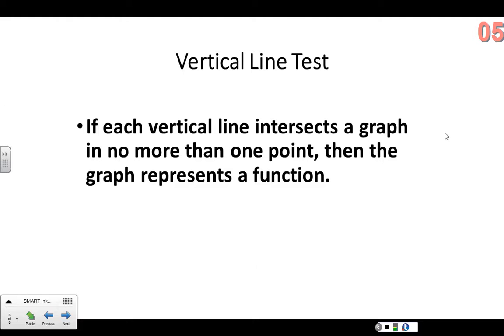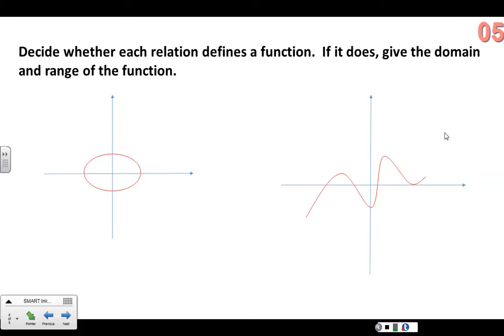One way you can tell whether a graphed relation is a function or not is if it passes the vertical line test. The vertical line test says if each vertical line intersects a graph in no more than one point, then the graph represents a function. Let me show you what this means. In this example, I have two different graphed relations in the coordinate plane. Now, if it passes the vertical line test, it is a function.